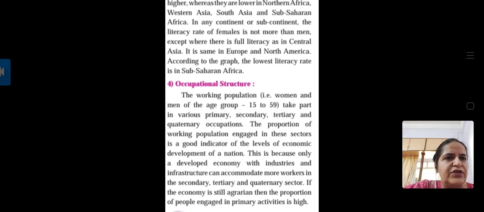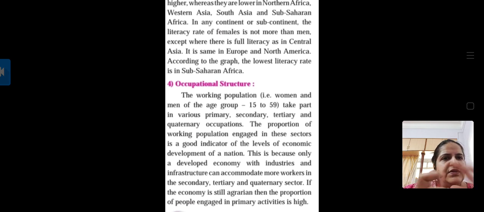According to the graph, the lowest literacy rate is in Sub-Saharan Africa. In the Sahara area, there is no access to communication, technology, and transportation. How can there be a literacy rate? There are various factors, and basic facilities are also not there. So how can you have that level of facilities where there is literacy? It's not possible. Now we come back to occupational structure.